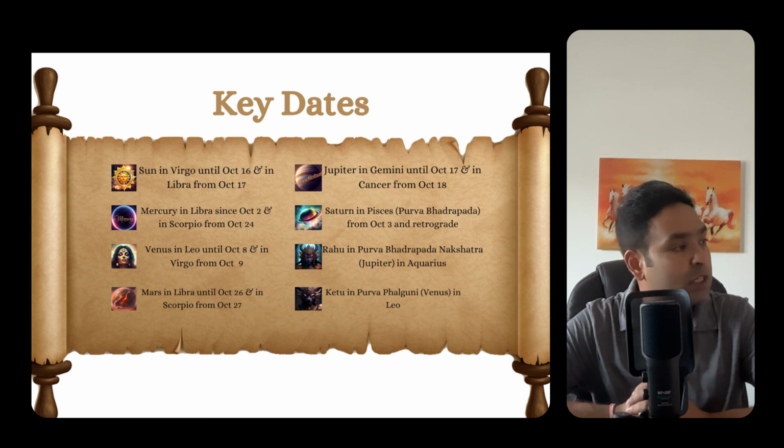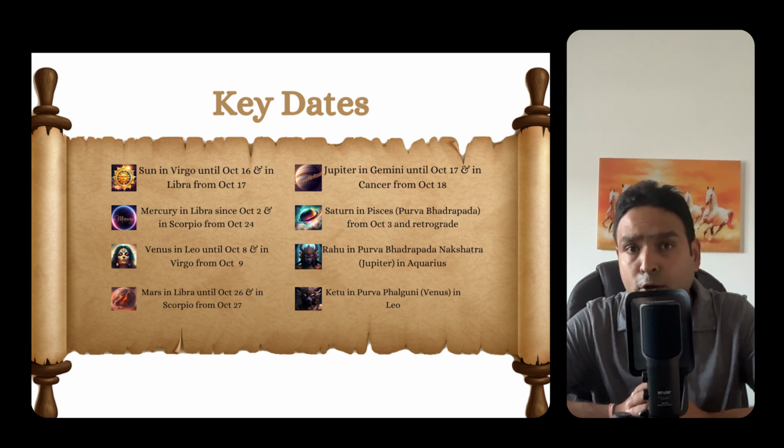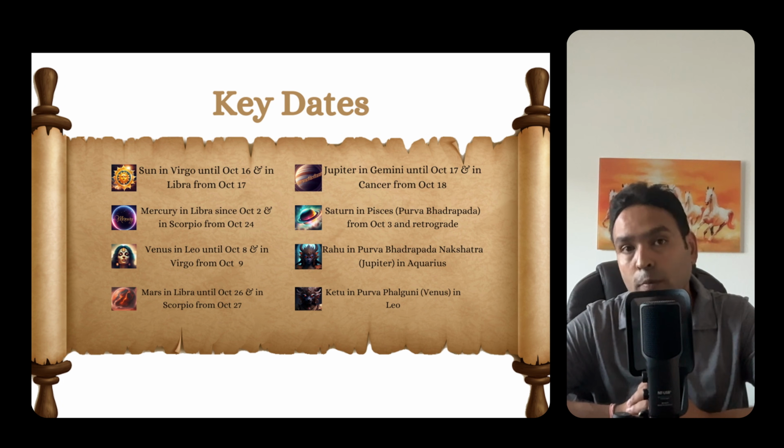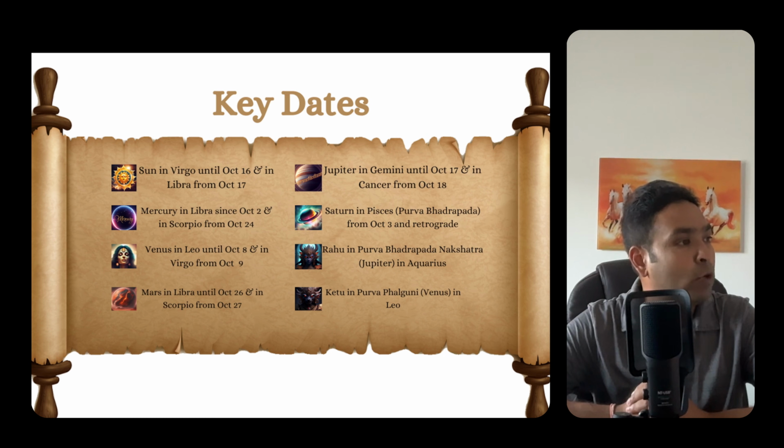Then you have Venus, which is sitting in the sign of Leo until October 8th. And then from October 9th onwards, it will also move into its sign of debilitation in the sign of Virgo. Mars is in Libra until October 26th. And from October 27th onwards, Mars will be moving into its own sign of Scorpio. So that's a great movement which is coming into play for you guys.